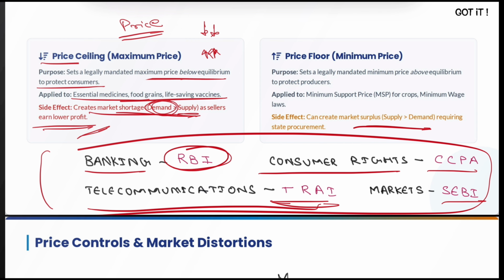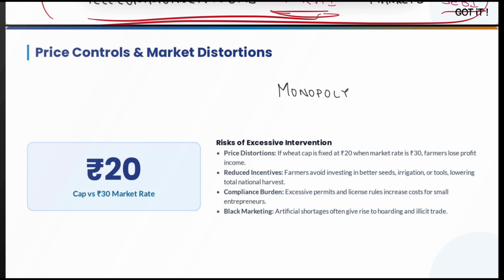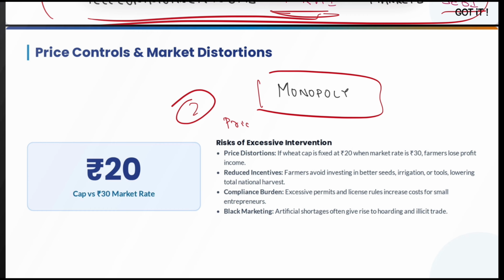Next, moving to price controls and market distortions. There can also be an increase of monopoly. Monopoly means the whole market is controlled by one or two individuals. If that happens, there will be no competitors, so a competitive price will not be given. Due to this, there will be price distortions. If the wheat cap is at 20, but the market rate is 30, then farmers lose profit and income.